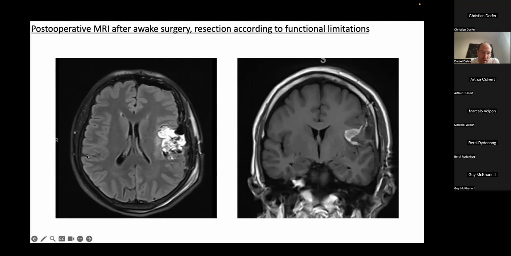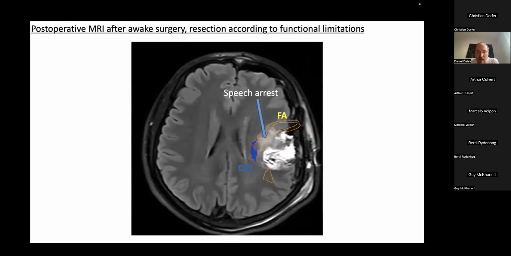So on these MRI scans, it looked quite nice, but if you go a little bit higher, then there is a certain area where we left some tumor in there, and we did also a DTI tractography afterwards to see where the corticospinal tract and fasciculus arcuatus were.